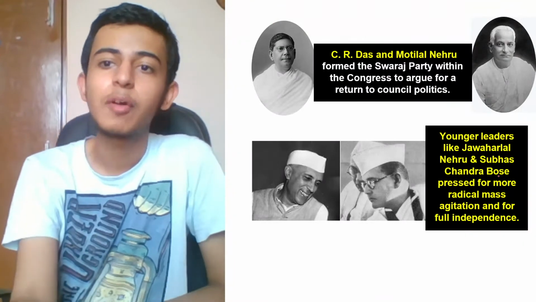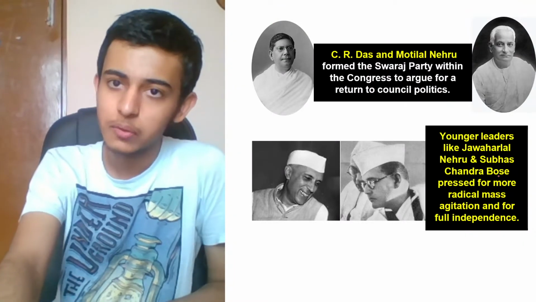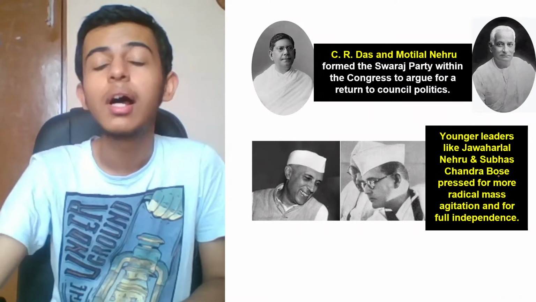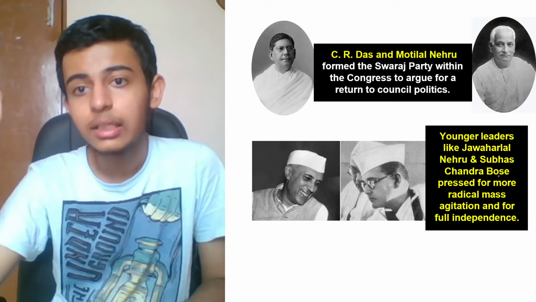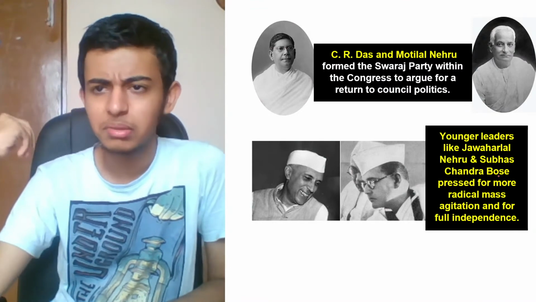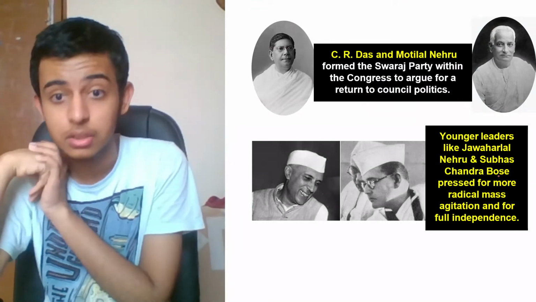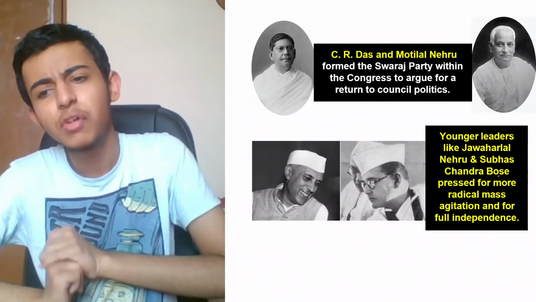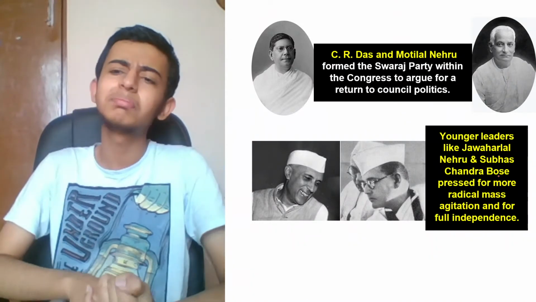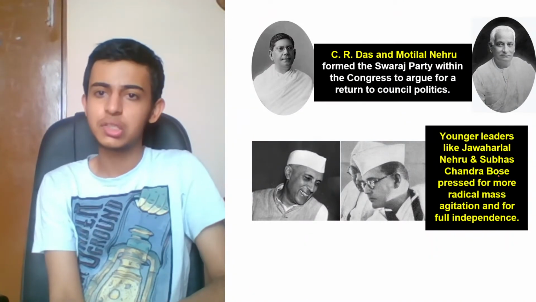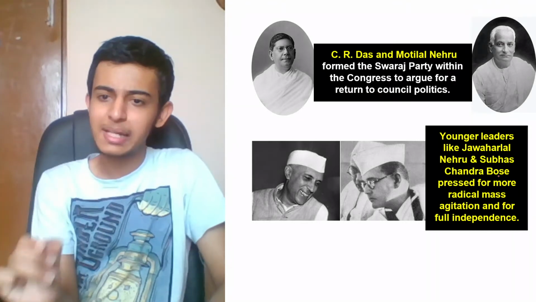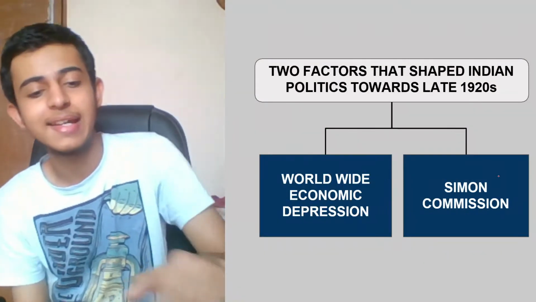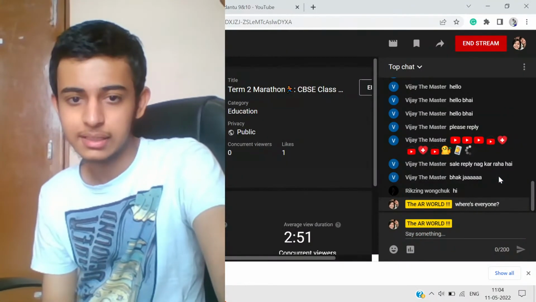C.R. Das and Motilal Nehru formed the Swaraj Party within the Congress to argue for a return to council politics. So C.R. Das and Motilal Nehru, you can learn these names like this. And they formed the Swaraj Party so that they could discuss that we have to bring back council politics. And young leaders like Jawaharlal Nehru and Subhas Chandra Bose pressed for more radical mass agitation, meaning they wanted a slightly stronger mass agitation. And they also hoped for full independence. They did not want half or partial independence. They wanted full independence.